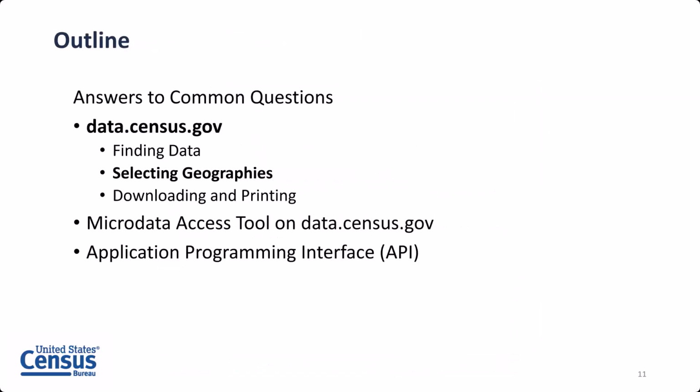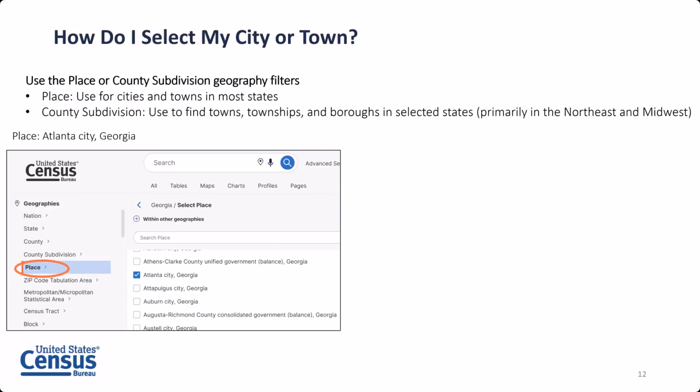All right, moving away from questions on finding specific types of data to finding the data for specific geographic areas, we get lots of questions about how to select the correct geography on data.census.gov. One of those questions, on a basic level: how do I select my city or town? At the Census Bureau, we classify what you would think of as your city or town in one of 2 different geography selections. For most states across the country, what you would find as your city would be a place geography, and on the left-hand side of the filter panel, you'll see place.